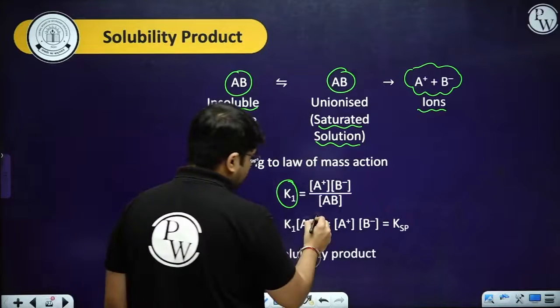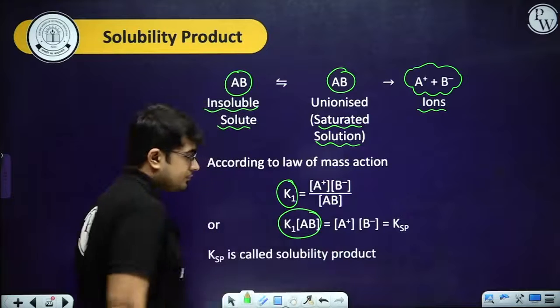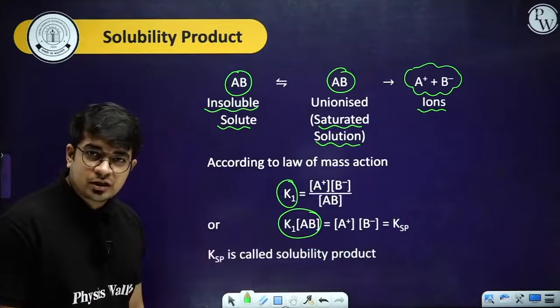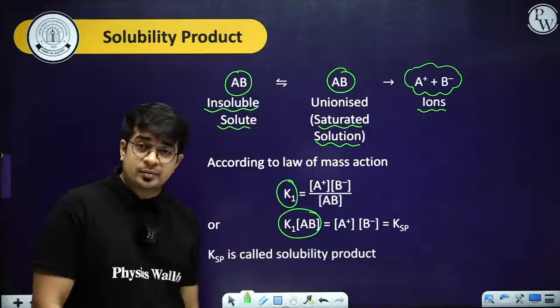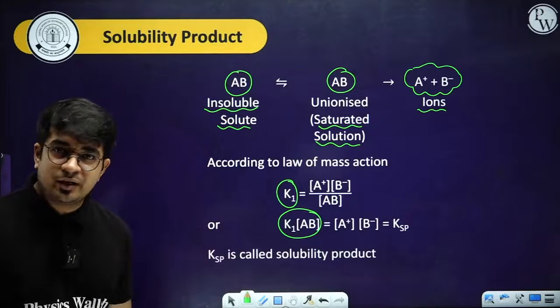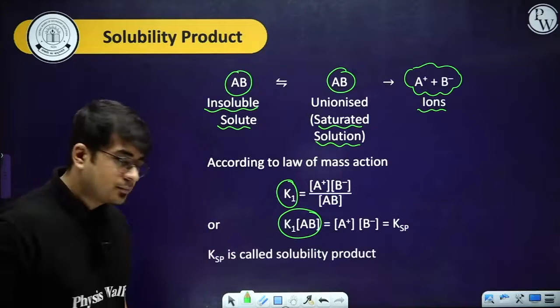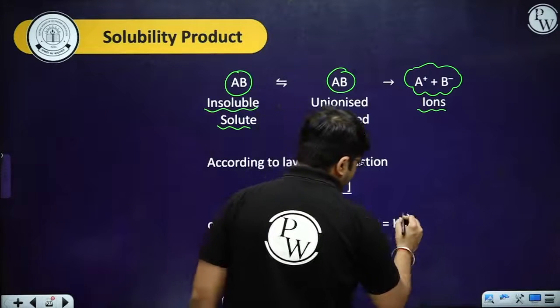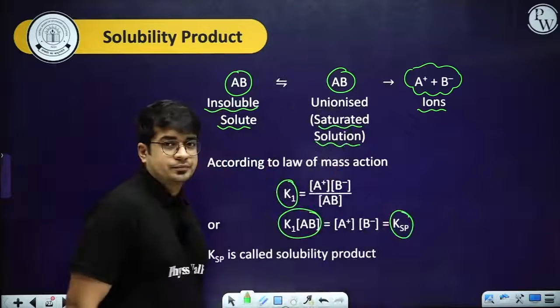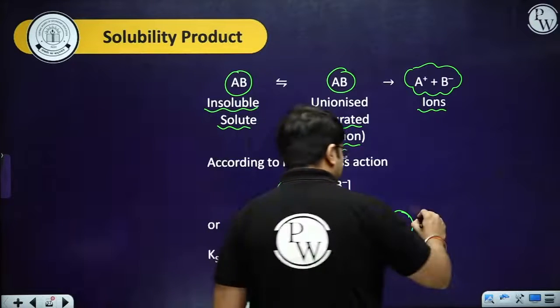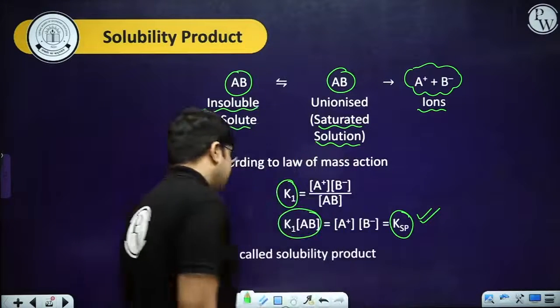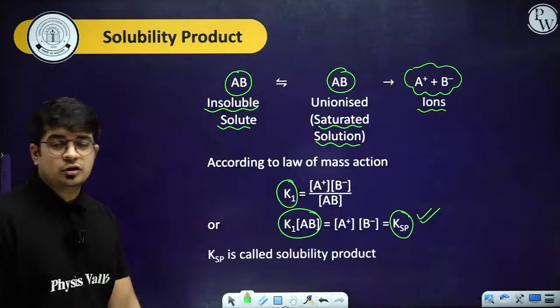So K1 into AB, another constant, will be equal to the ionic concentration of A positive as well as B negative. That is basically the solubility, the maximum amount which can be converted into ions. So that is actually equal to KSP. This entire part, K1 into AB, is nothing but the solubility product. KSP is the solubility product.